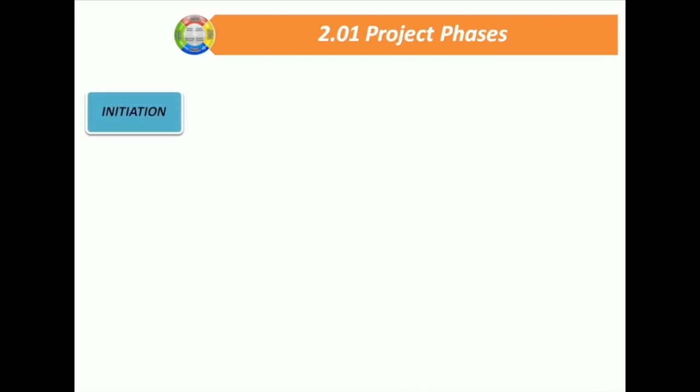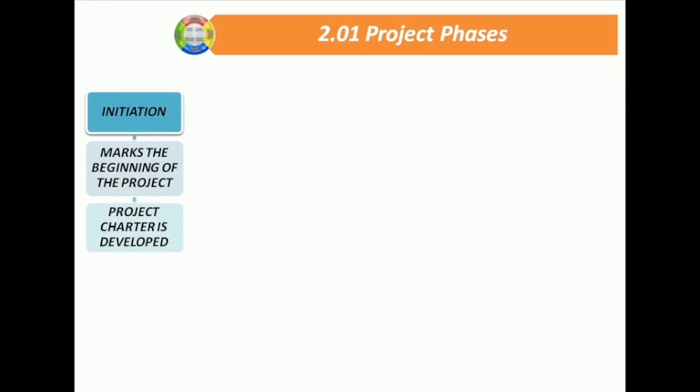Starts with initiation. As the name suggests, this marks the start or the beginning of the project. This phase of the project has two main deliverables. Project charter is developed. Yes, the project charter is developed in this stage of the project. As seen earlier, the project charter is a statement of the scope, objectives, and the people who are involved in the project. This is followed by identifying stakeholders. The key stakeholders are identified in this particular stage of the project.